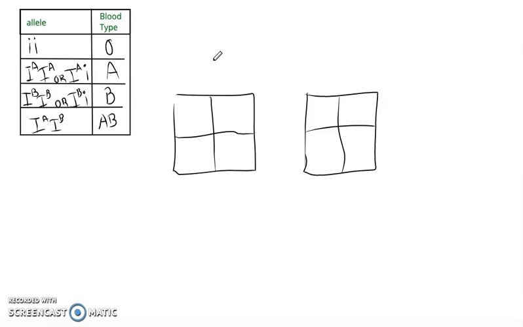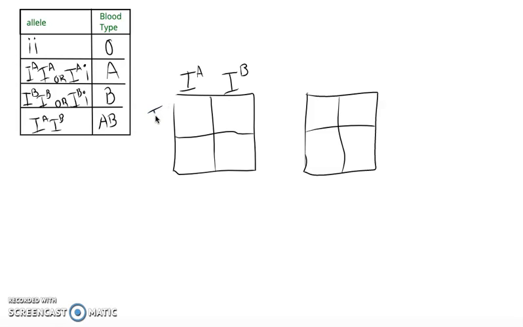Okay, now to continue with this. If one parent has the alleles uppercase I superscript A, uppercase I superscript B, what blood type are they going to have? They would have AB blood type.